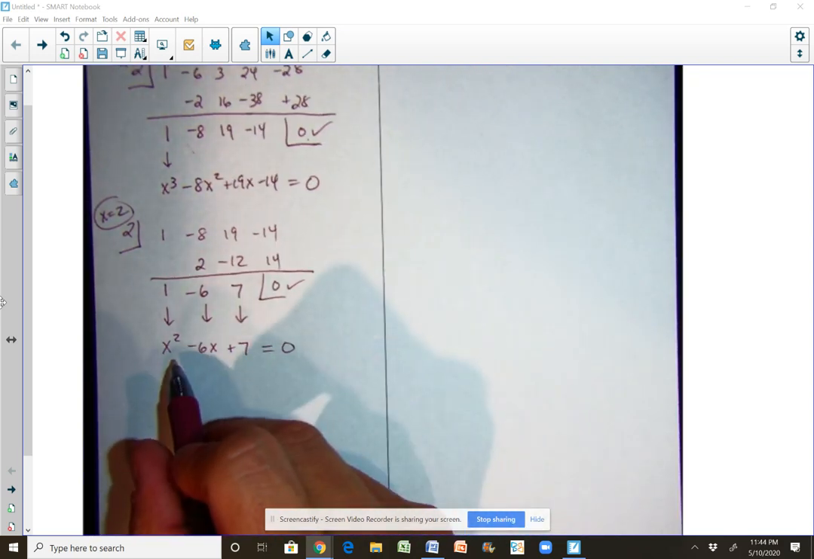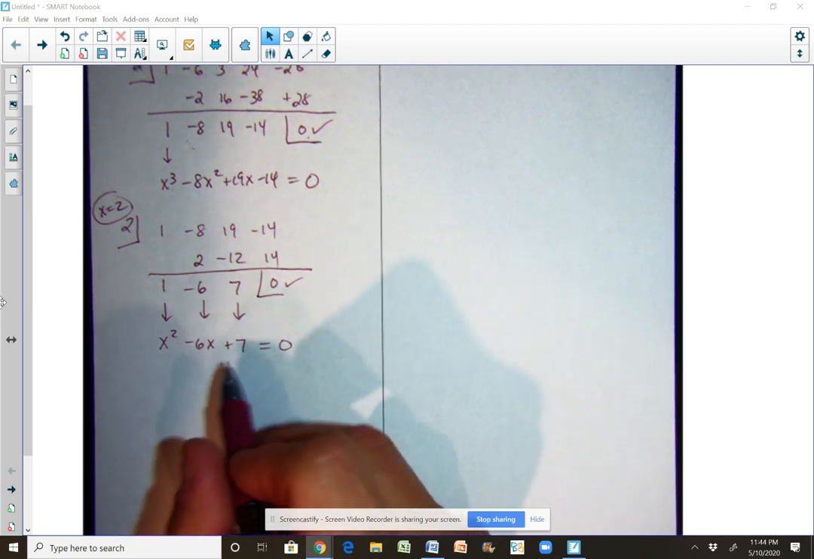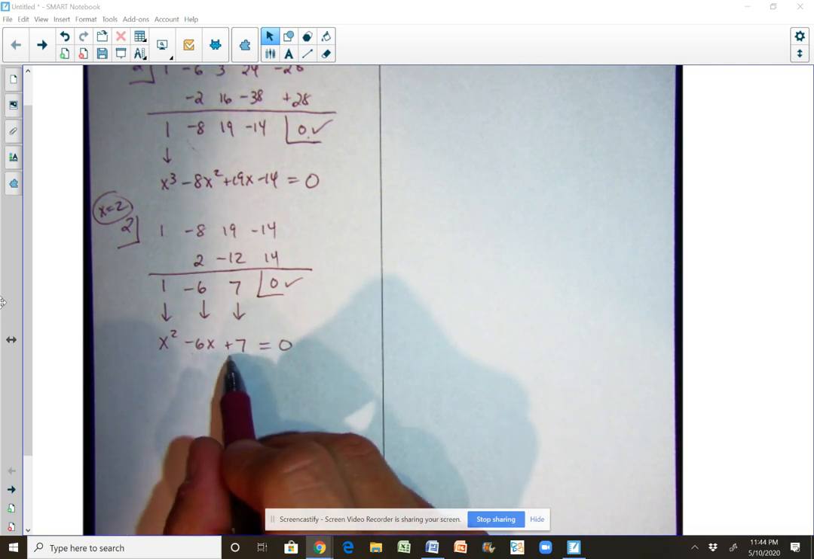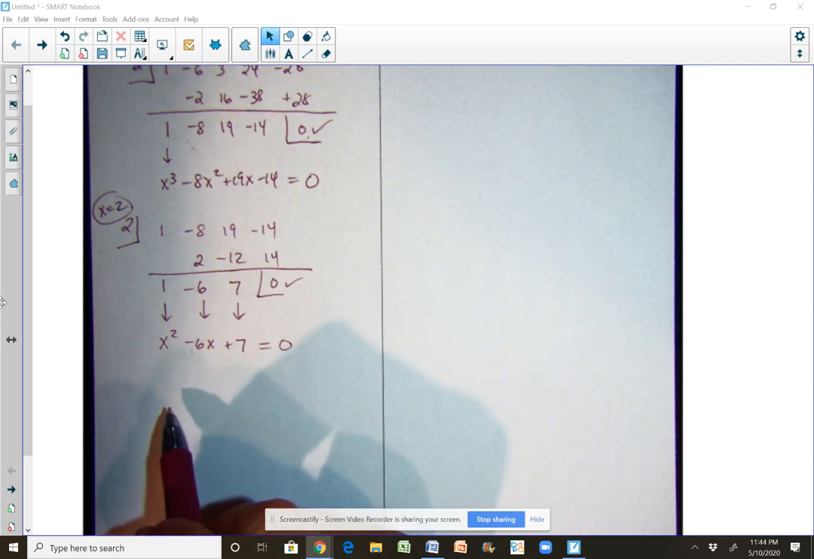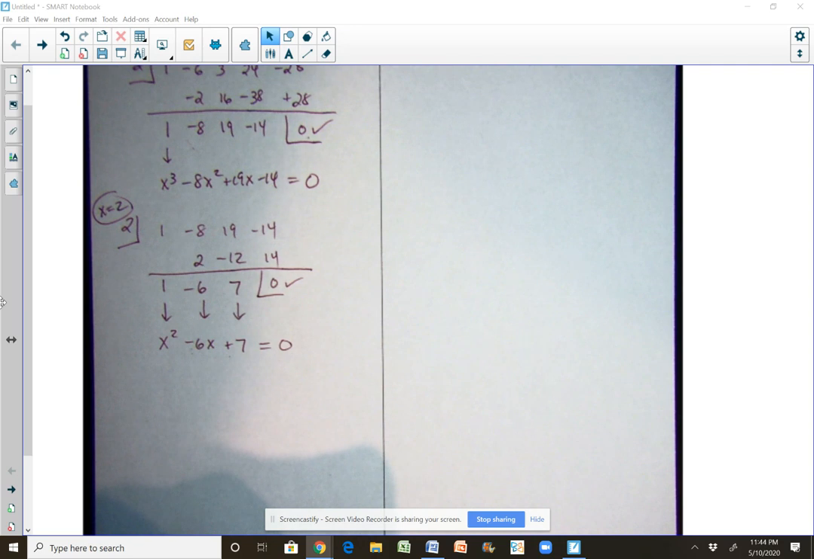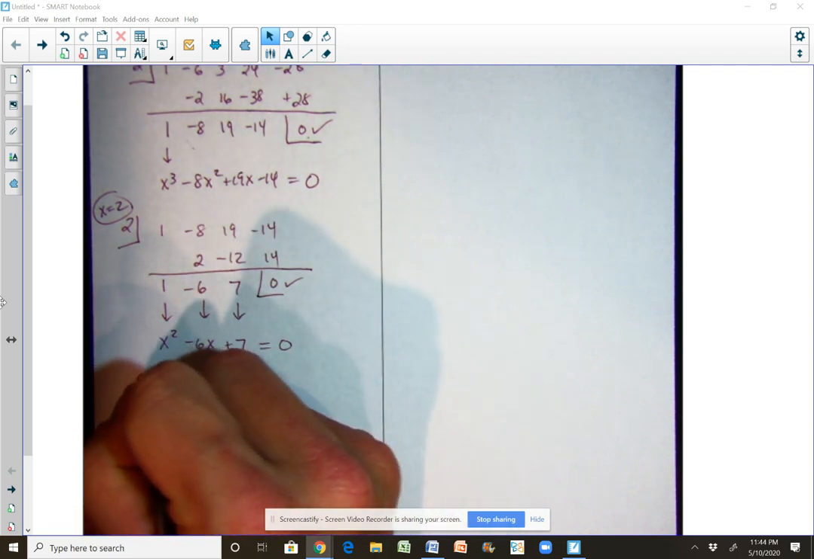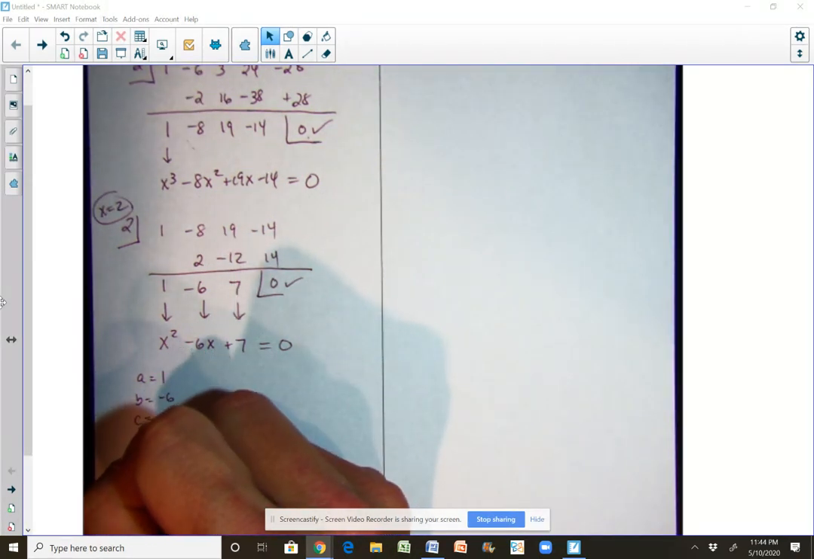So can this factor out? Well, we're not really sure. We're going to try it out. Can it multiply to +7 and add up to -6? You might be thinking of -7 and +1. That would be great to add up to this, but it doesn't multiply to this. So if you look at this, it's actually going to be a little bit problematic. We're going to have to probably use the quadratic formula from this point on. So A is 1, B is -6, and C is going to be 7.